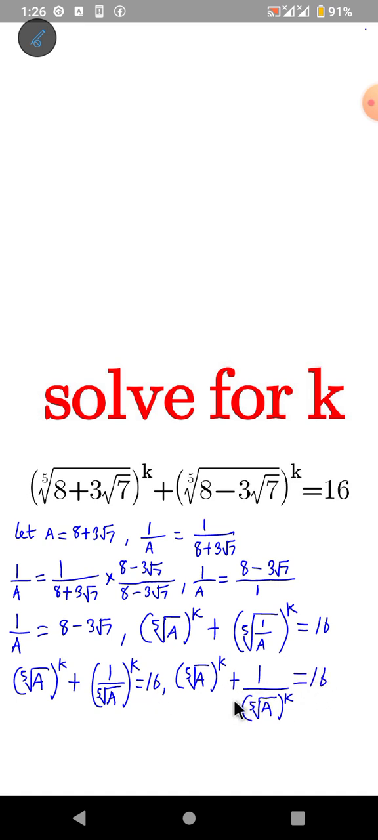Then from here now I can say that let bracket the fifth root of A all raised to the power of K be equal to P. Then now this equation can be written as P plus, this will be what? 1 all over P, all equal to this 16. Now then we'll continue.